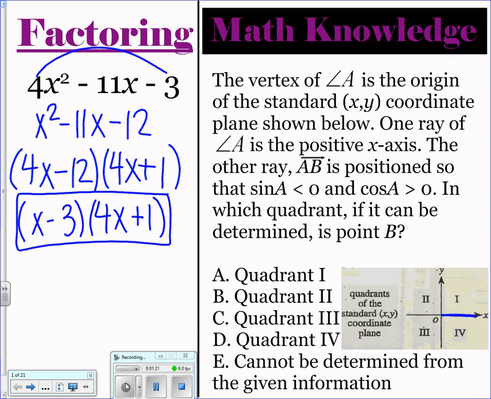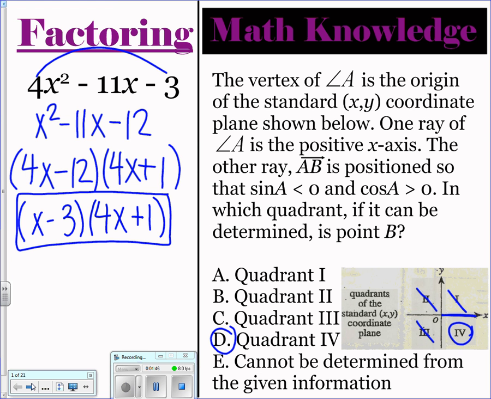Well, that's not going to be in the first quadrant because they're both positive. In the second quadrant, the cosine is not positive, but the sine is, so that one doesn't work for either one. In the third quadrant, both sine and cosine are negative, so that doesn't work. The only quadrant that's going to have a sine that's negative and a cosine that is positive is the fourth quadrant. So your answer is going to be D for that.